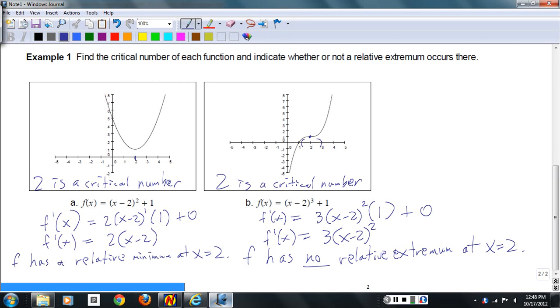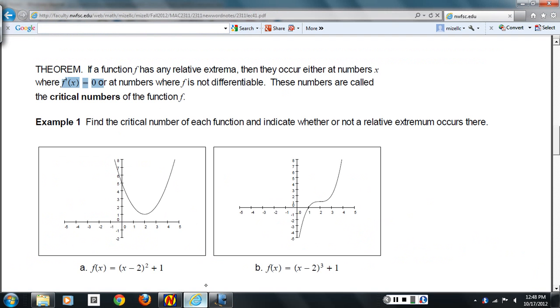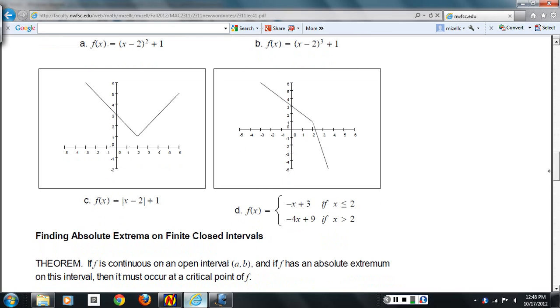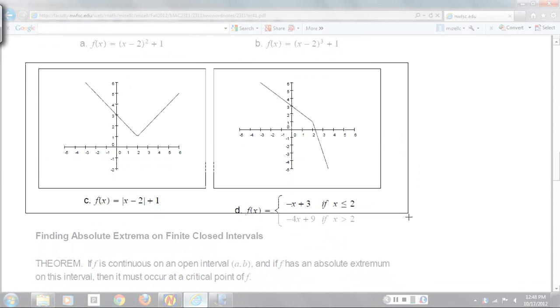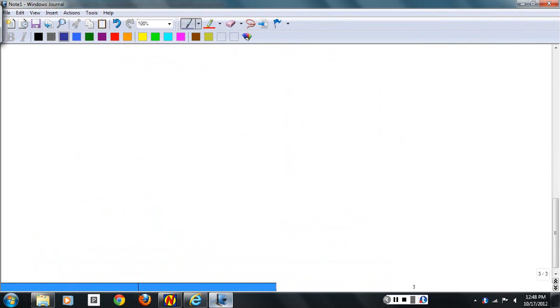So if it's going to have a relative extremum, it will happen at a critical number. But if we have a critical number, it may not give us a relative extremum. Let's look at these other two functions. Same directions.